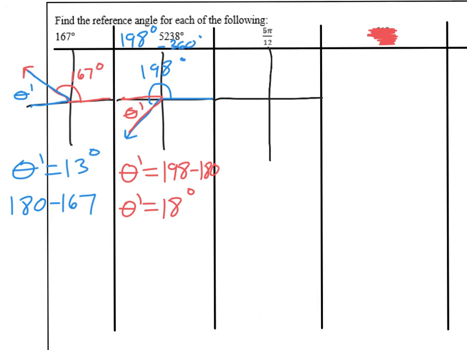All right, so when I have something that's in radians, right, we're kind of switching gears here. By the way, just so we're clear here, final answer on the first one was right there, 13 degrees. Final answer on the next one was right there, 18 degrees.